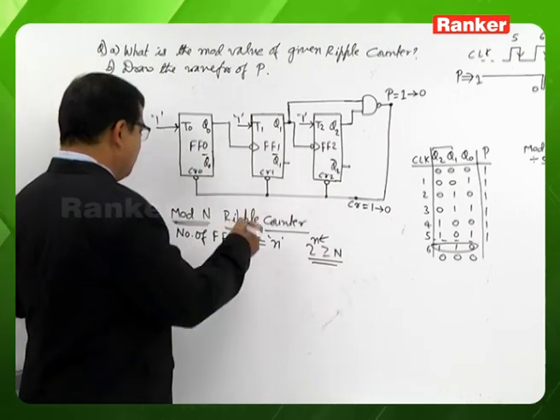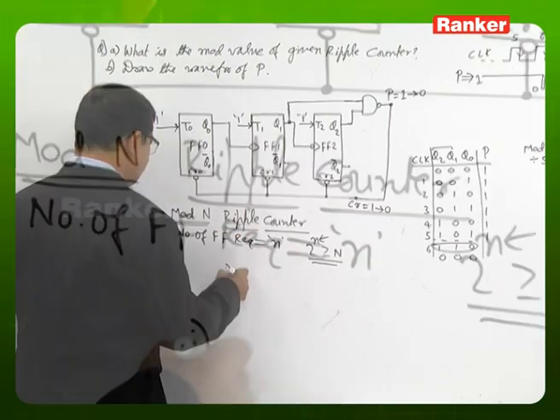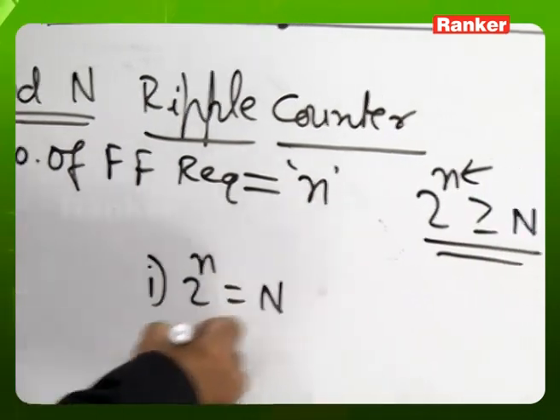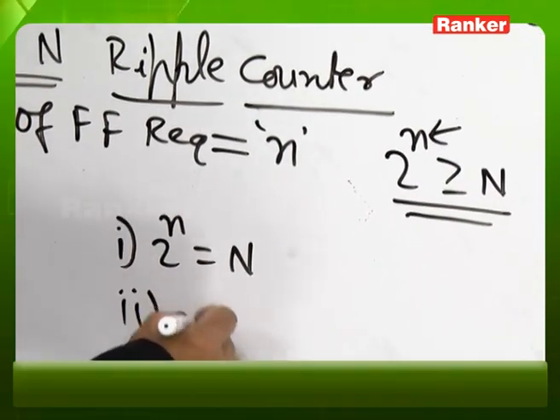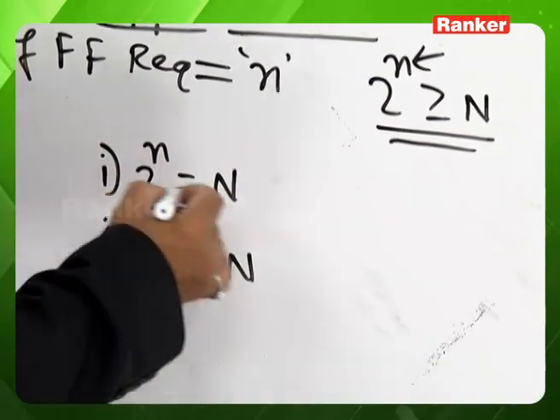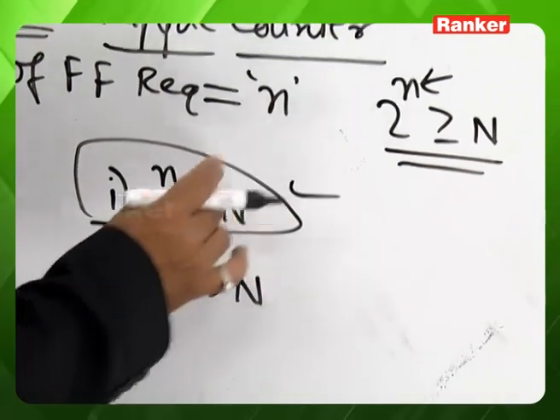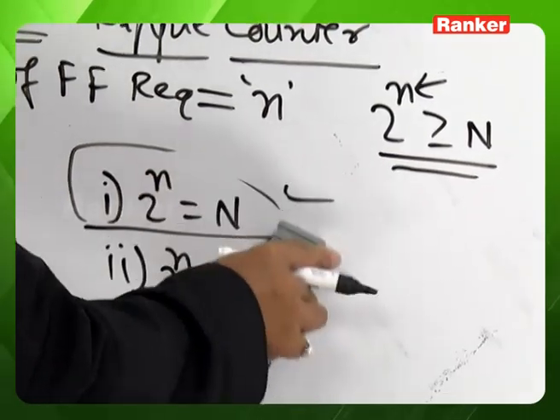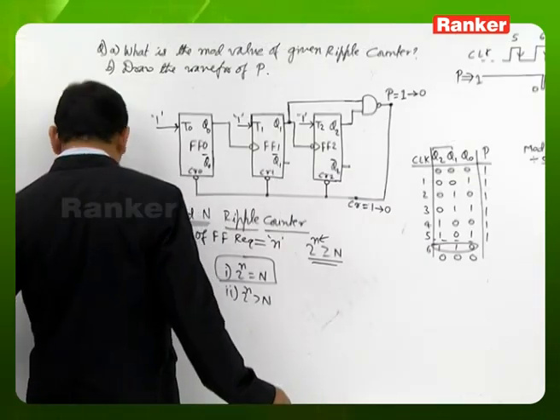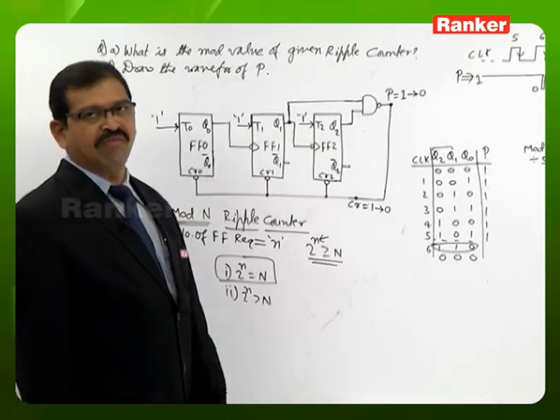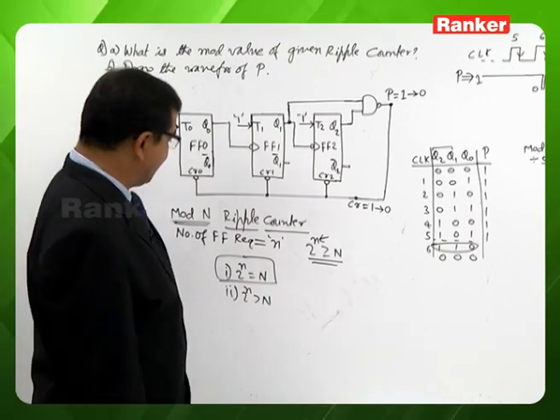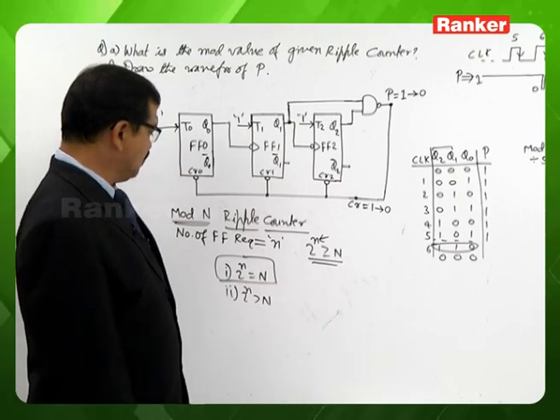Of course, for further understanding, we can consider two cases for this mod n ripple counter. One case is 2 to the power of n equal to n. The other case is 2 to the power of n greater than n. Whenever 2 to the power of n is equal to n, there is no need of any discussion. We already covered this. In this case, the clock of flip-flop i is coming from the flip-flop i minus 1 output, and the external clock is coming directly to flip-flop 0. There is no need of any discussion.